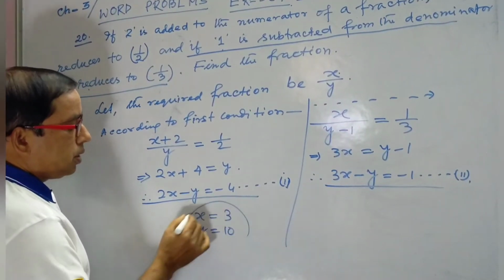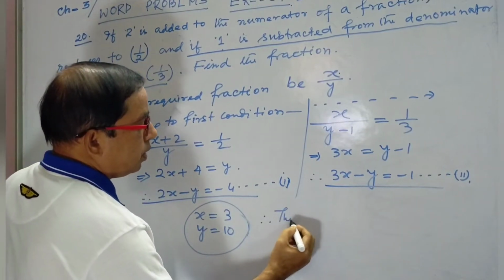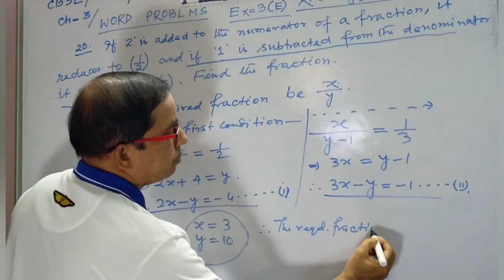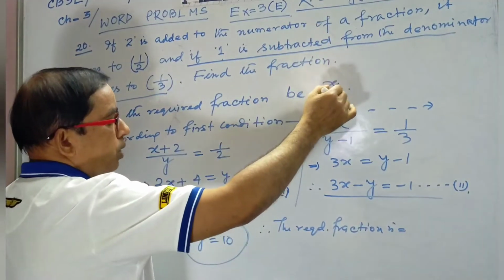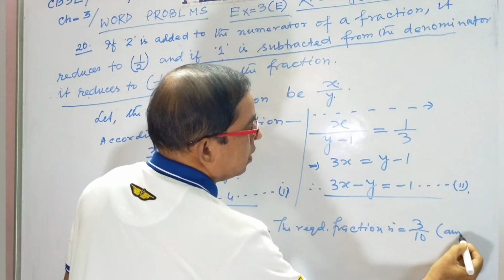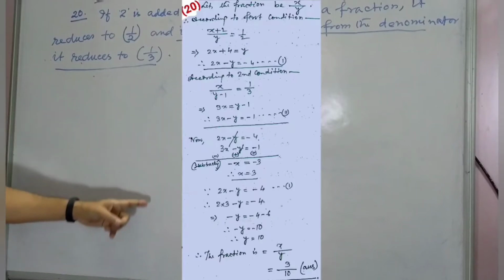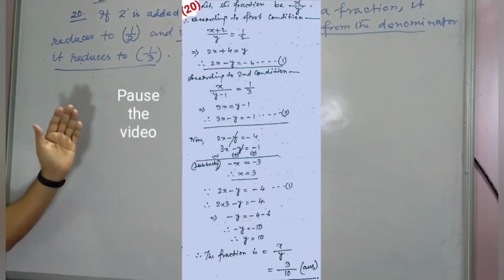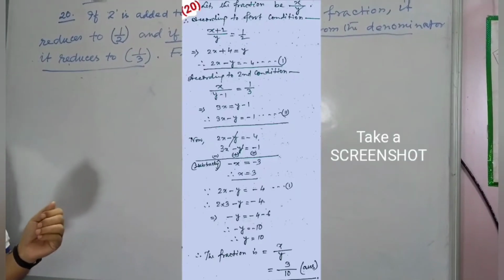But this is not the answer. You have to write the answer as, therefore the required fraction is, the fraction was x by y, so we have to write 3 by 10. This is the answer. Okay. Dear students, this is the way how the problem should be solved, or how the language should be in different parts of the solved problem. Okay.